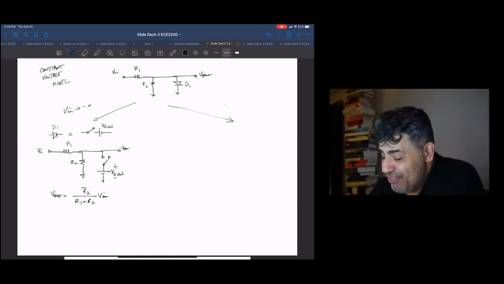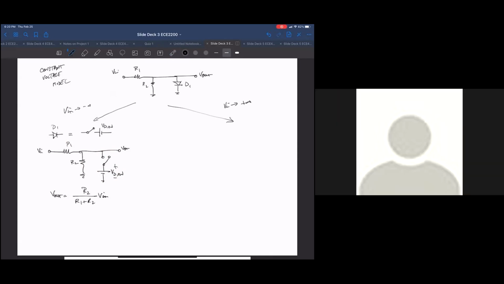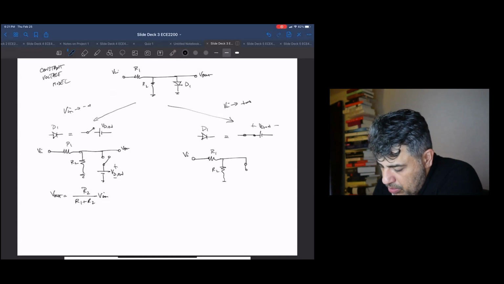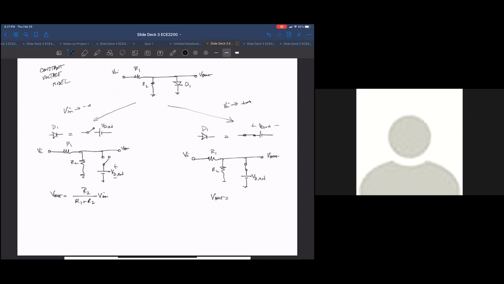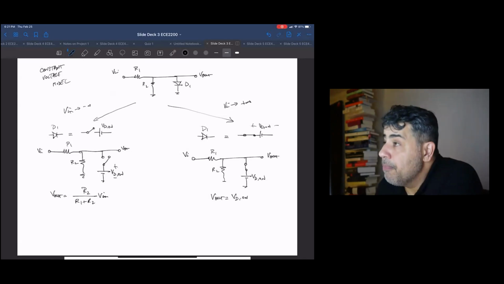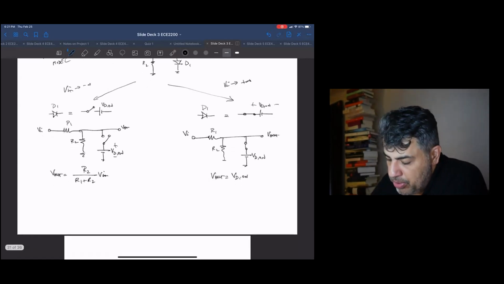Any volunteers for Vn plus infinity? Okay, Kevin, go for it. So the diode is going to be represented by a closed switch and a battery. Okay, so Vn, R1 or R2, and I have a closed switch and a battery here, and V out. So then V out would just be the voltage of the diode, VD. Yep, let's just say VD on. Got it, Kevin. Kevin, you want to help me with the crossover point too?